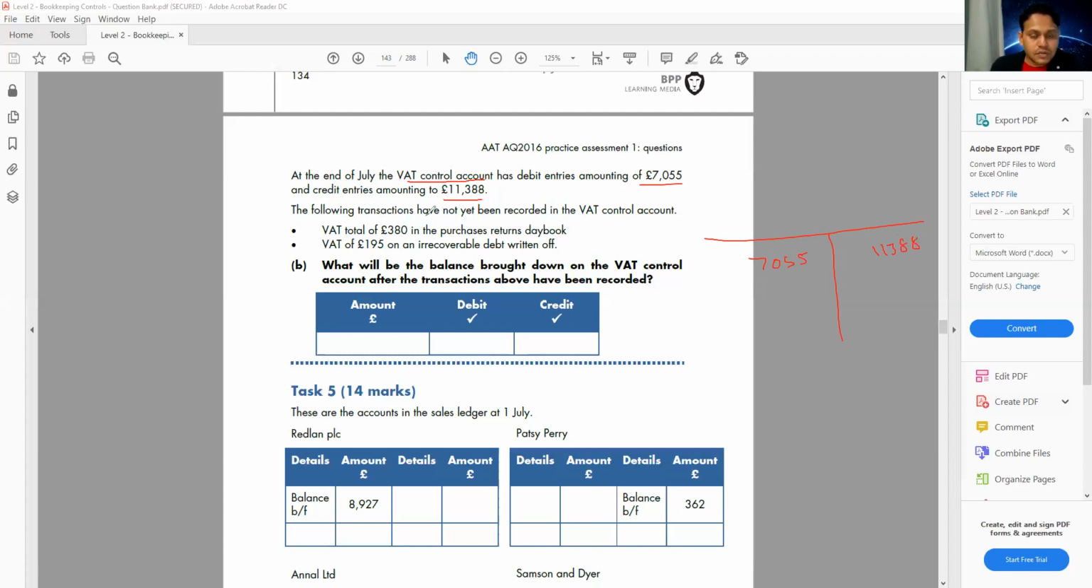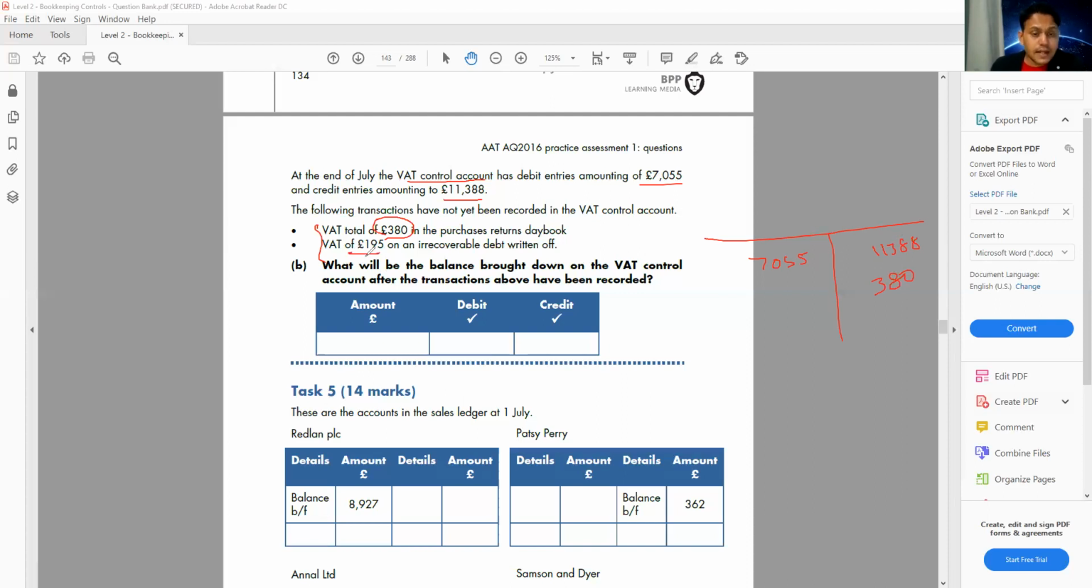After that, the following transactions have not been recorded. So these two transactions are not recorded yet. The first one, they said VAT 380, the purchase return. Debit or credit? If I have a purchase return, I'm going to record it on the credit side. Very well done. So I'm going to write on the credit side 380.